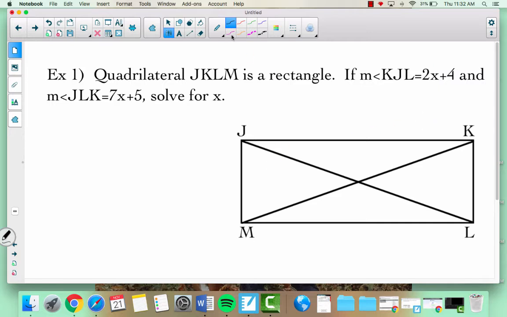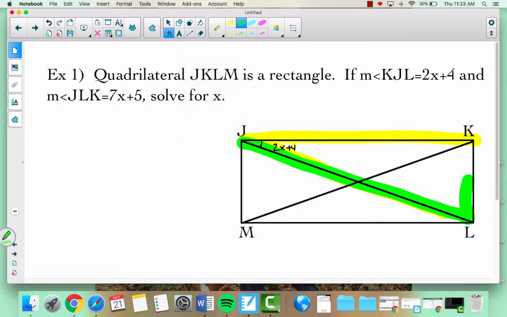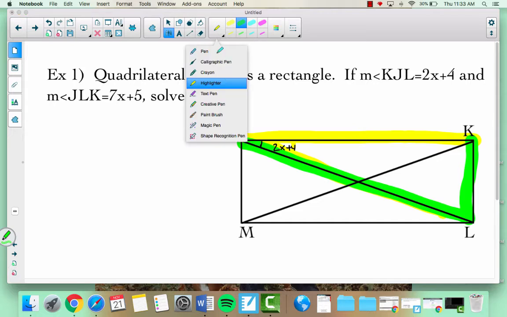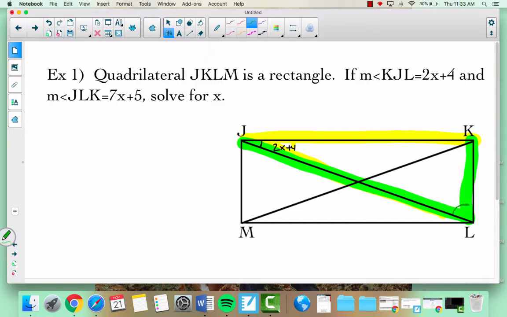So angle KJL, if I use a highlighter here, we start at K and then go to J and then to L. So the angle that we just drew on is this angle in the corner here. So we'll put that equation is 2x plus 4. So that's for this particular angle. And then it says angle JLK. So if I look at angle JLK with a highlighter, so start at J, L, and K. So this one is specifically talking about this bottom angle here. So this angle is 7x plus 5.